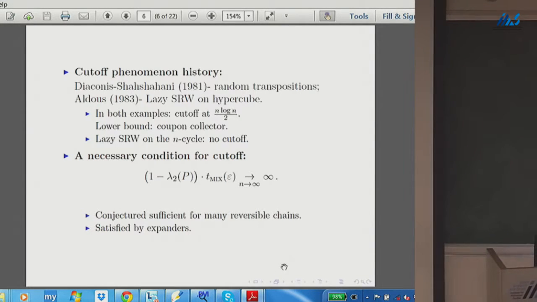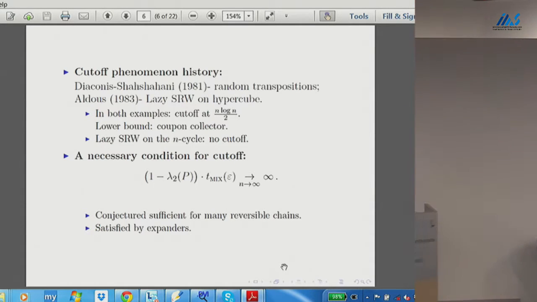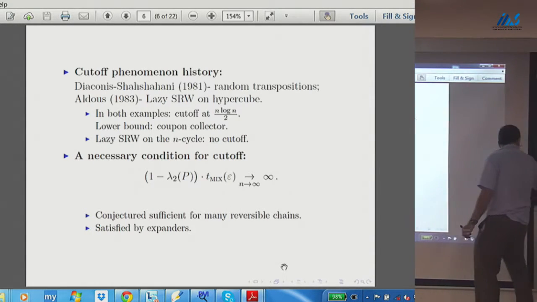So maybe the simplest example, there are various examples without cutoff. Let me get maybe the chalk.